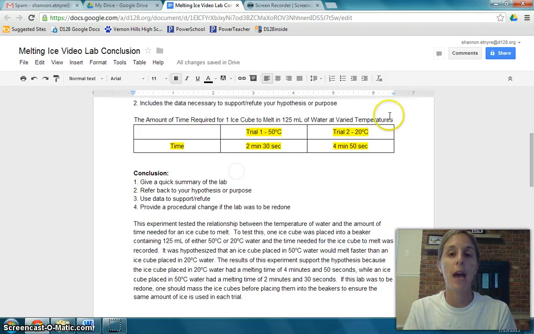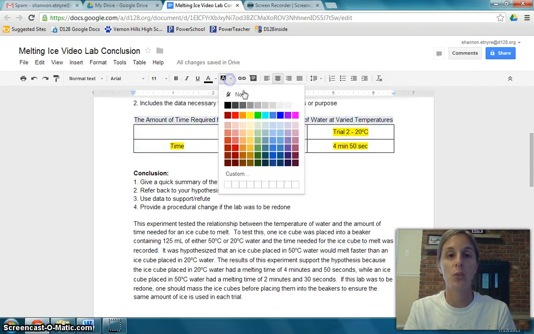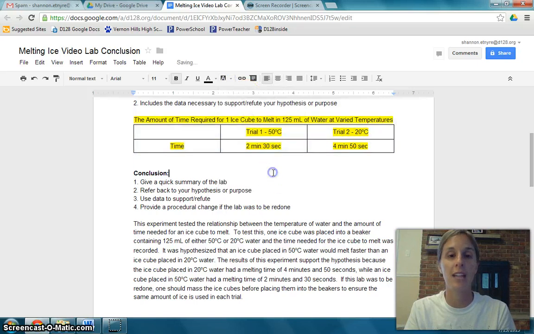What we need to do now is give it a really awesome title, so that the scientist who is reading your lab understands what that data is showing. Because right now, if we don't look at the title, all we see is 50 degrees of something that took 2 minutes and 30 seconds, and 20 degrees of something that took 4 minutes and 50 seconds. So we want to have a really descriptive title that helps the chemist to understand that data.